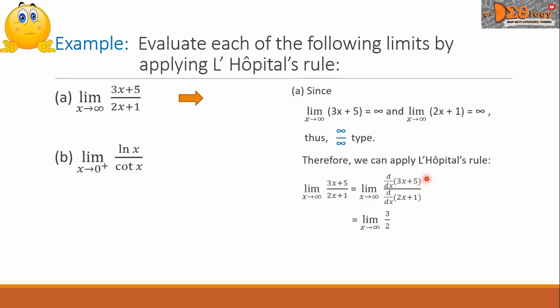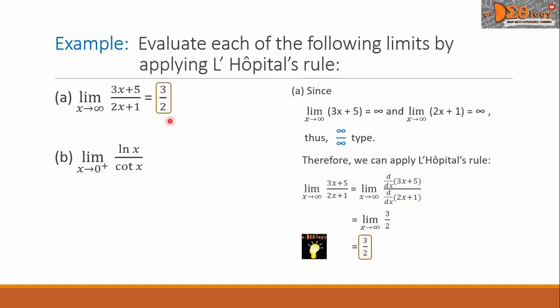The derivative of the numerator is 3, while the derivative of the denominator is 2. Evaluating this limit now, the limit of the constant 3 over 2 as x approaches infinity is 3 over 2. This is the final answer. We'll just copy this opposite problem A.